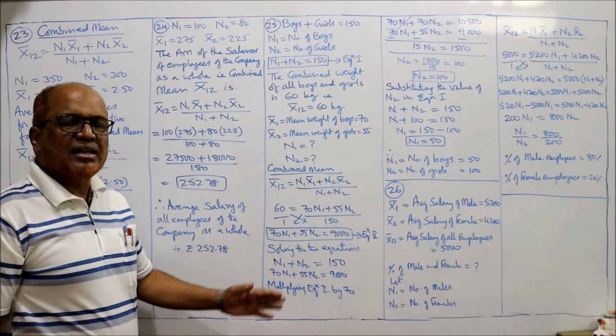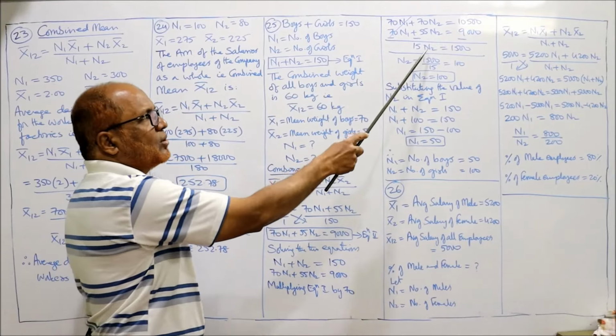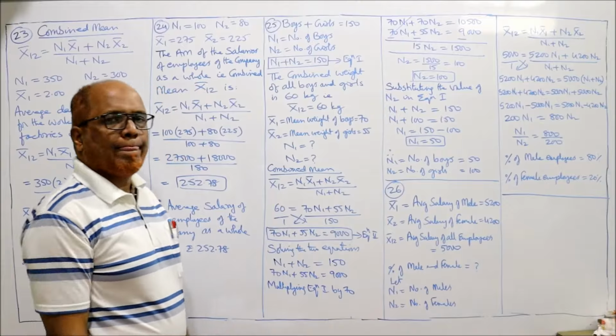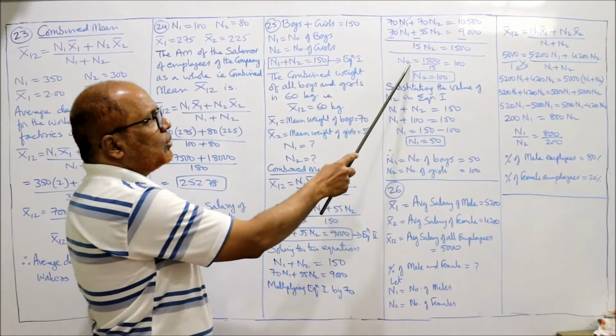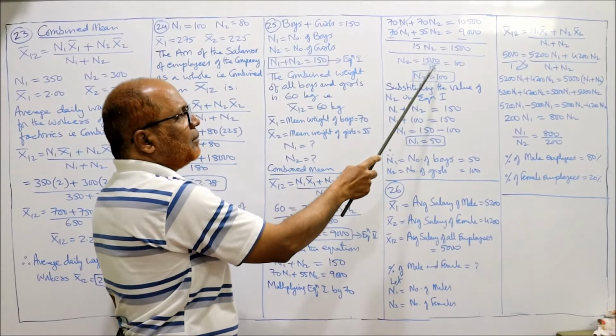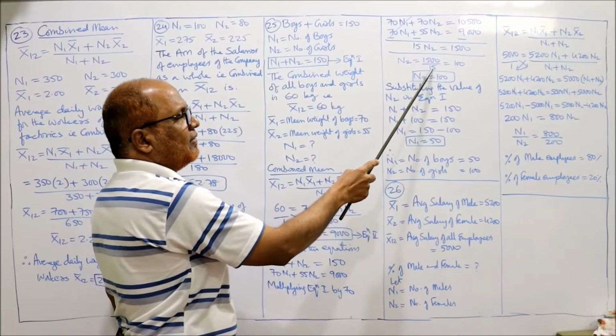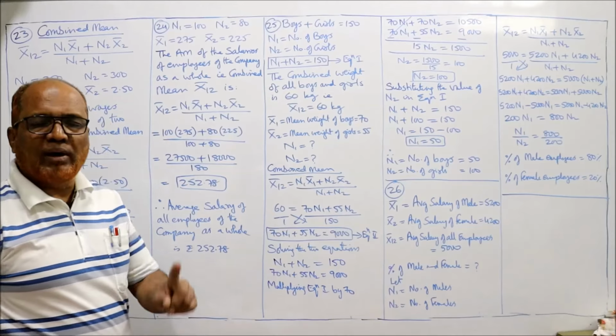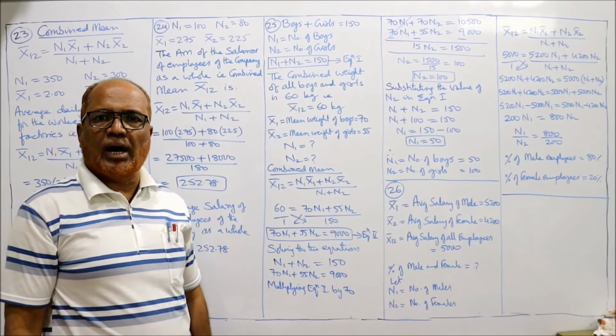70 में से 55 minus कर दो, 15 बचा. 15 n2 is equal to 10,500 minus 9,000, 1500. Now n2 is equal to 1500 divided by 15. या multiply है, इधर आकर divide हो जाएगा. तो 1500 divided by 15 you will get 100. So one value we got, n2 is equal to 100.